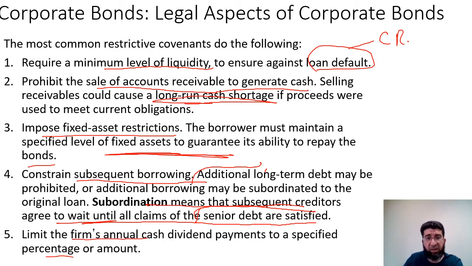A firm that has high debt and cannot pay its interest, while paying a cash dividend, would be inconsistent. So in that case, the firm has to limit the annual cash dividend.